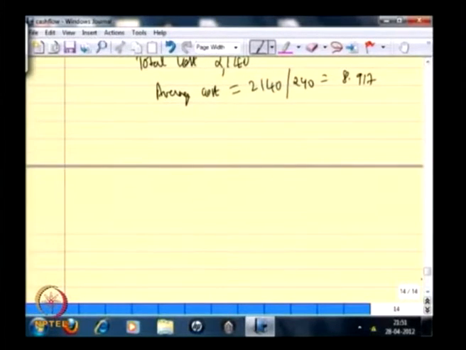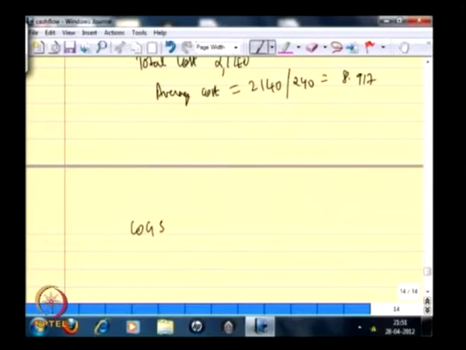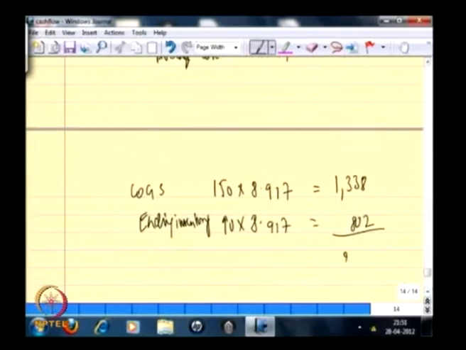Now, if I am going to adopt this average cost for the purpose of calculating my cost of goods sold and the value of the finished good inventory, then the cost of goods sold will be 150 times this 8.917, which will be equal to 1338, and the ending inventory that we saw is 90 times 8.917. So, the total is 2140.